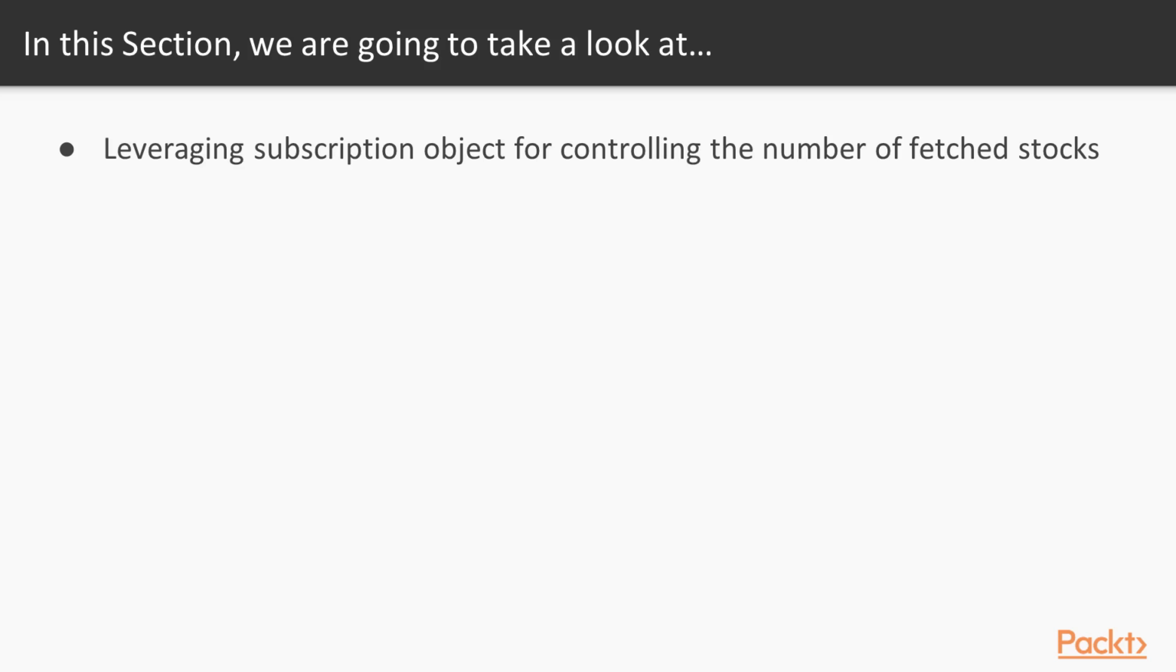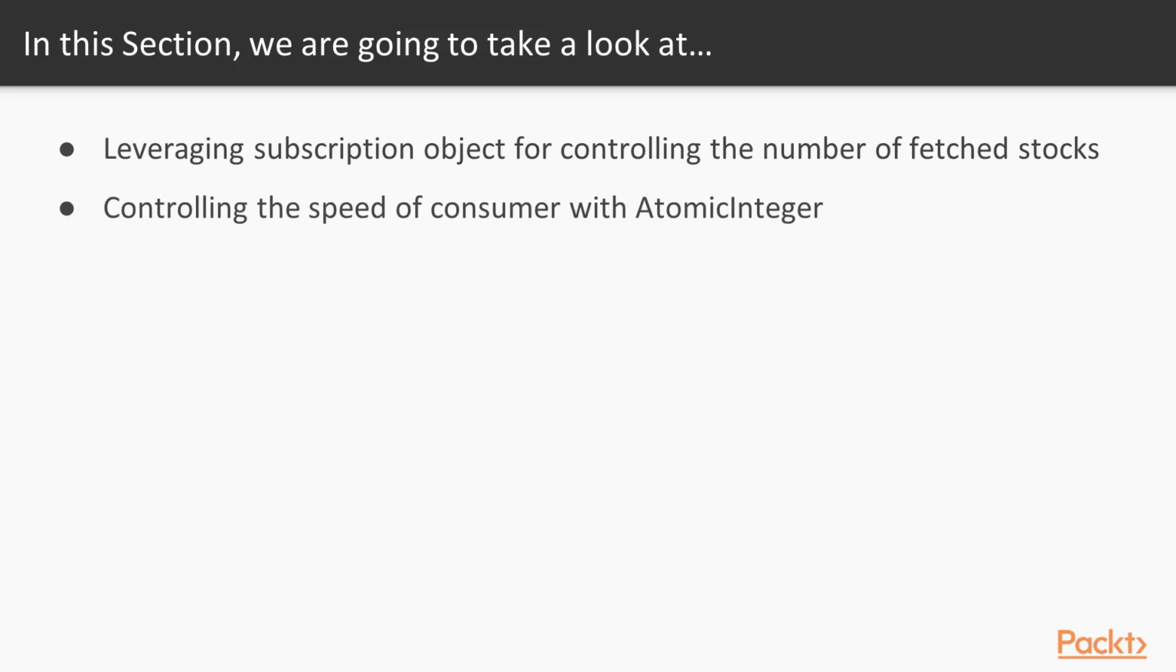Firstly, we'll see how to leverage the subscription object for controlling the number of fetched stocks. So we will see how that API works and what role the subscription plays in this flow. Next, we'll be controlling the speed of the consumer with an atomic integer. We will investigate and analyze the code in terms of thread safety and multi-threading concurrency.